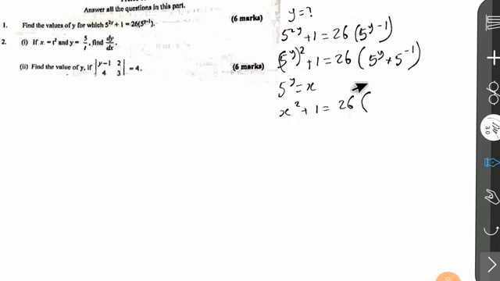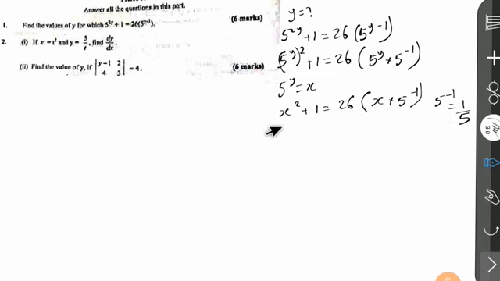Open brackets, and in this place that will be s multiplied by 5 raised to the power of minus 1, close brackets. And if you still remember, this is the negative index, I call it the law of indices. Anything raised to the power of minus 1 can be expressed in this way: 5 raised to the power of minus 1 is equal to 1 over 5. So let's put it here.